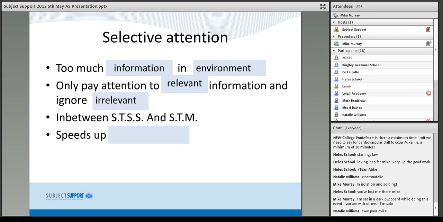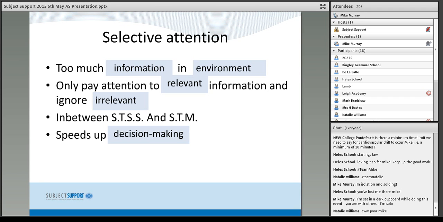Now the other thing that's important about selective attention, what it does, its function, rather than what it is, is that it speeds up decision making, because you've not got to look at and concentrate on, in proper words, attend to so much information. You will speed up decision making. That's quite important.